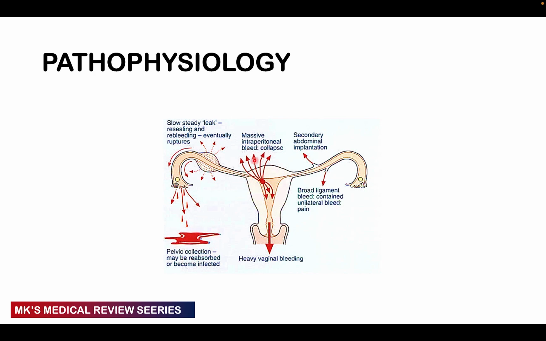Then of course you get this massive intraperitoneal bleeding when it collapses, and then of course you're going to get the secondary abdominal implantation. If there's rupture that happens, you may sometimes have the broad ligament bleeding that's going to be contained as a unilateral bleeding, which is going to cause pain. Sometimes you may get this heavy vaginal bleeding.